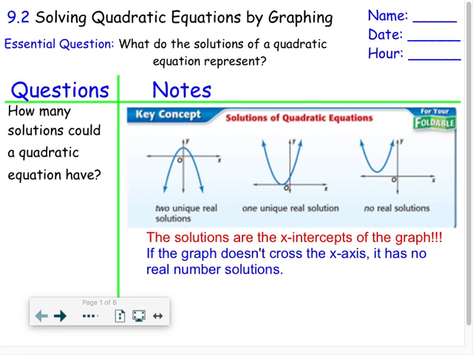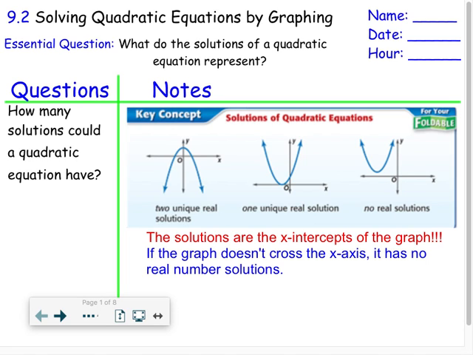Lesson 9-2, Solving Quadratic Equations by Graphing. Our essential question is, what do the solutions of a quadratic equation represent? So our first question says, how many solutions could a quadratic equation have?